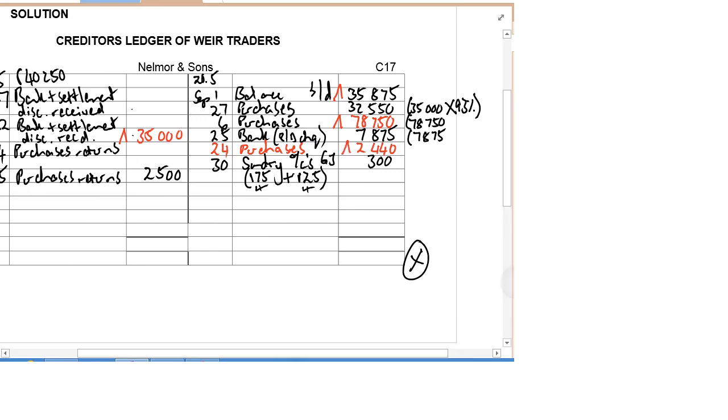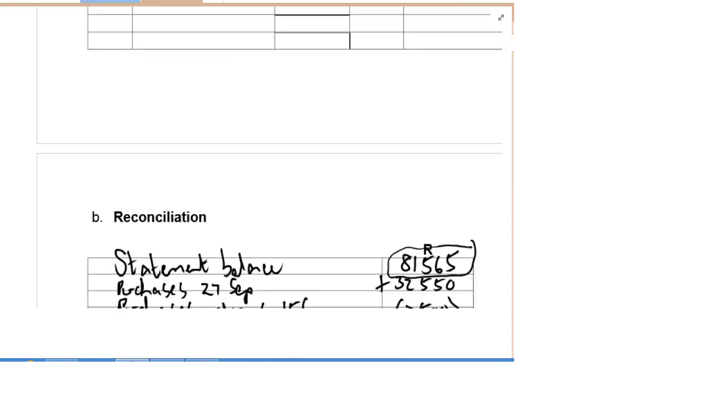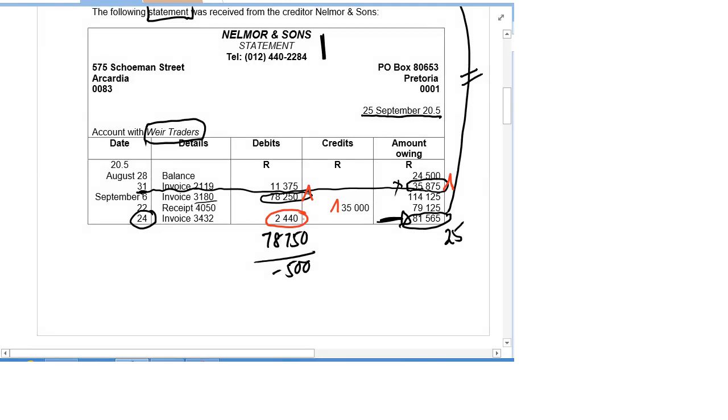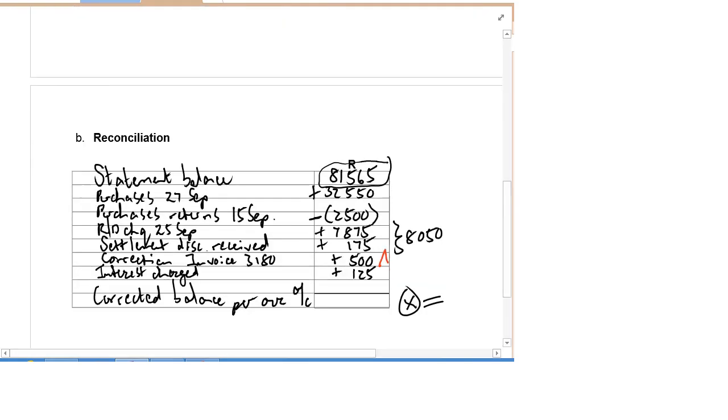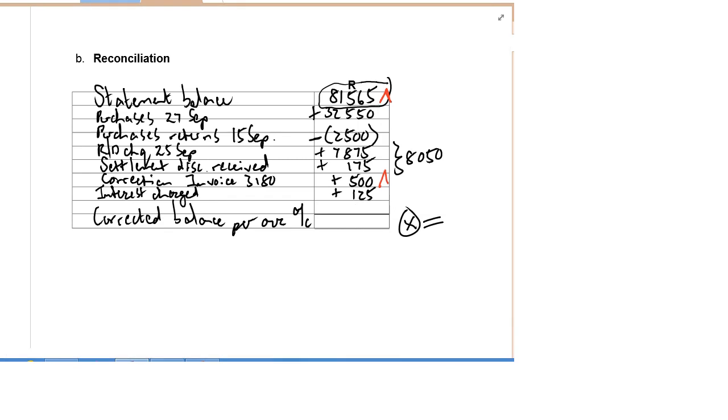So that 2,440 was the last amount that was on the statement and I've now checked that to what I needed to do. This 81,565, which was their closing balance, is what we start our reconciliation with. This reconciliation is normally something you will send to your supplier.